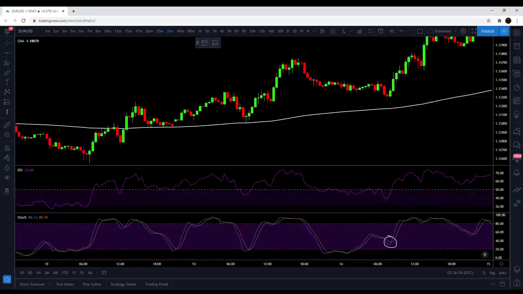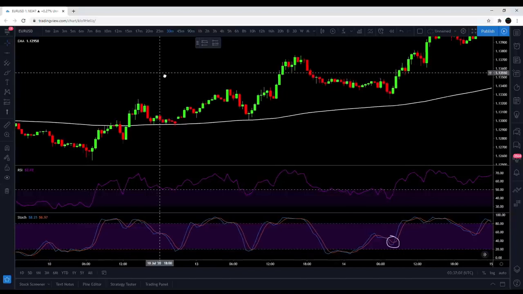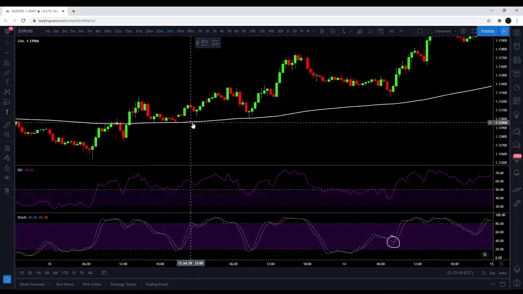The indicators needed for this strategy are the 200 EMA, RSI, and Stochastic indicator. The first thing is very simple. The 200 EMA just acts as a basic trend filter. So you can only take long positions when price is above the 200 EMA. You can only take short positions when price is below the 200 EMA.